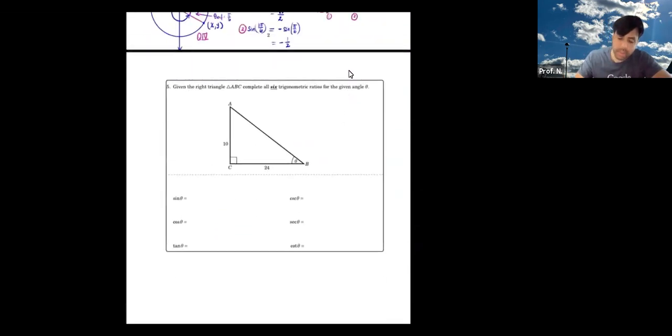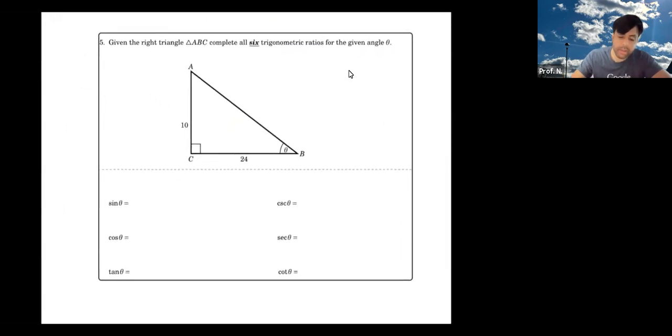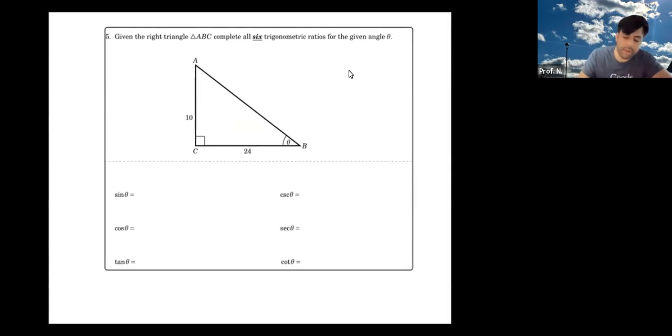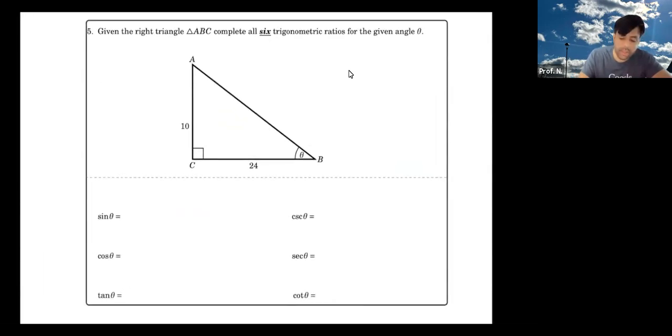So this is something we've done before, right? To find the 6 trigonometric ratios. In this diagram here, we have a right triangle, and we're given the opposite side of theta.